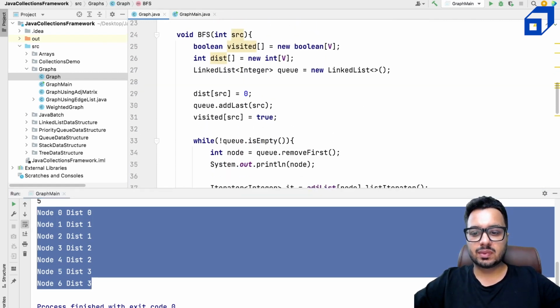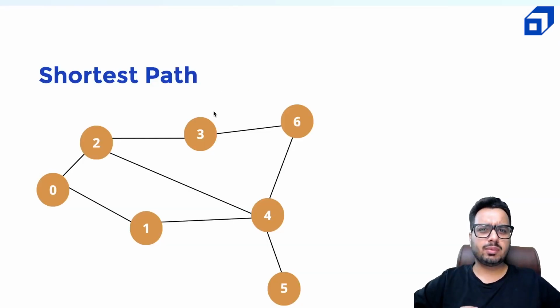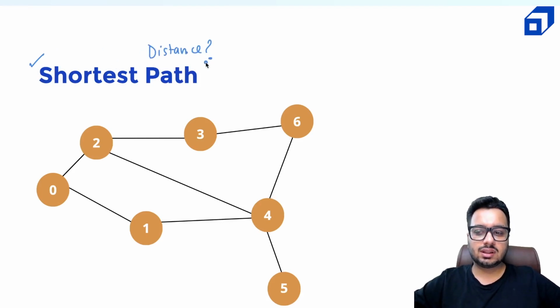This is how easy it is to make changes in the code, and now we have made a shortest path algorithm using BFS. Now some of you might be wondering that we have figured out the shortest path, but we have only figured out the distance actually. What if I actually want to figure out the exact path from, let's say, 0 to some node 5? Maybe I want to find out what the shortest path is.